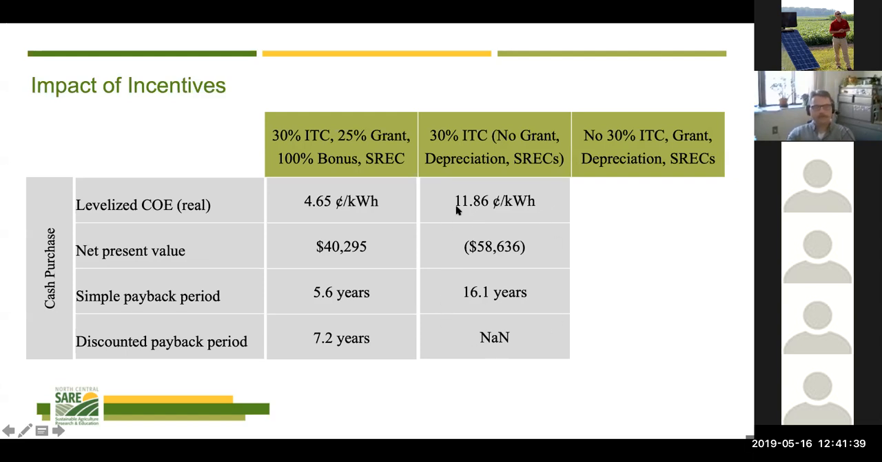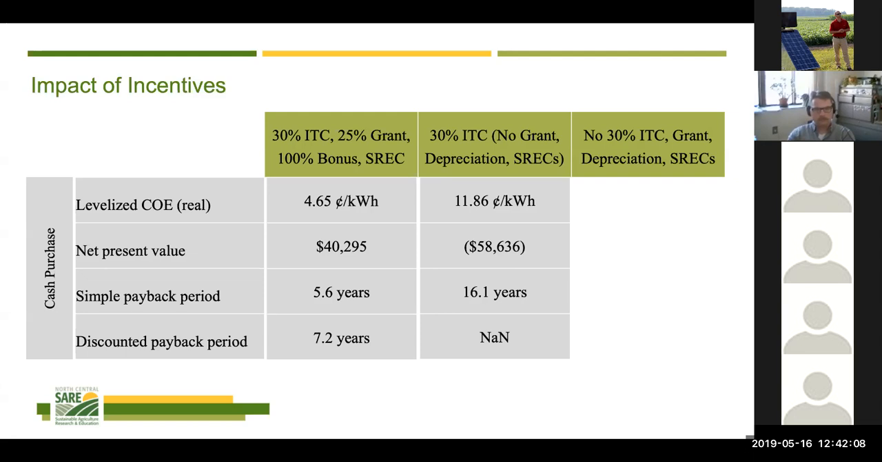So now we're already over 11 cents per kilowatt hour. Our net present value is significantly negative, so we're in the red. Payback period is almost triple what it was in scenario number one. And when you look at a discounted payback period, which is basically discounting future cash flows to present value, our discounted payback period is actually NaN.